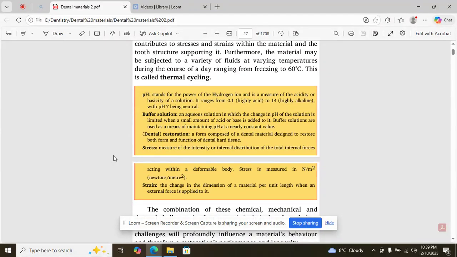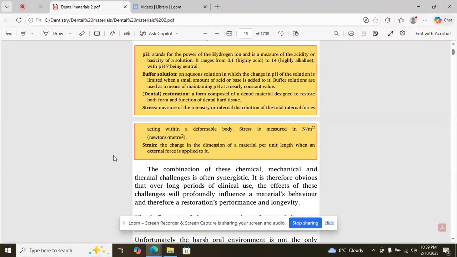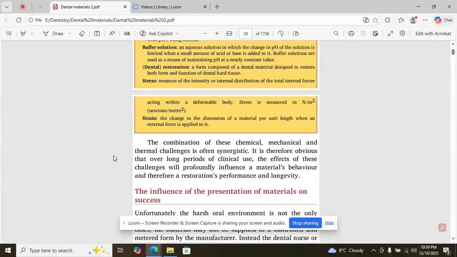Stress: measure of the intensity or internal distribution of the total internal forces acting within a deformable body. Stress is measured in newtons per meter squared. Strain: the change in the dimension of a material per unit length when an external force is applied to it.